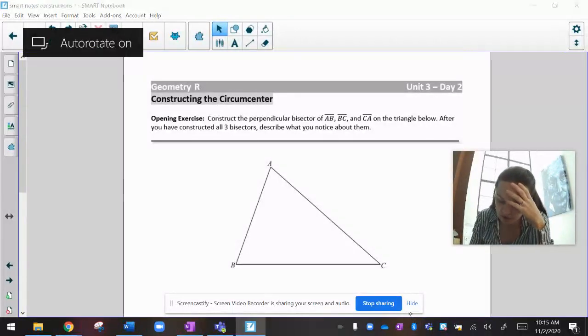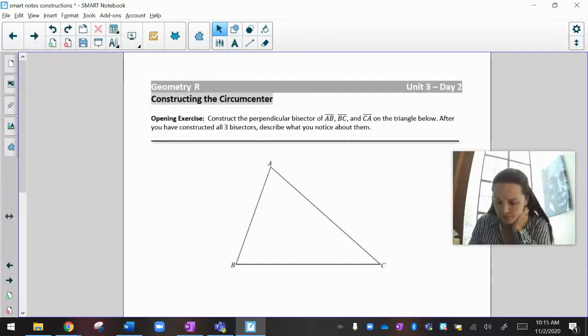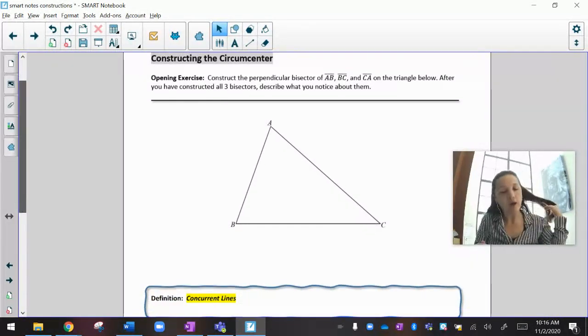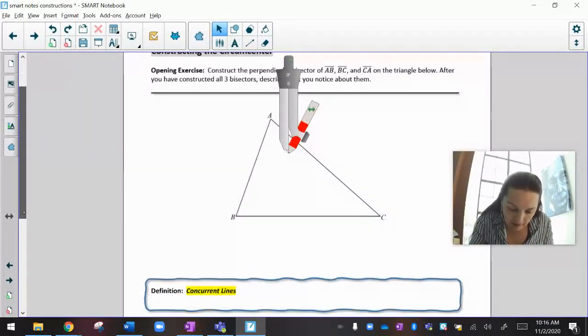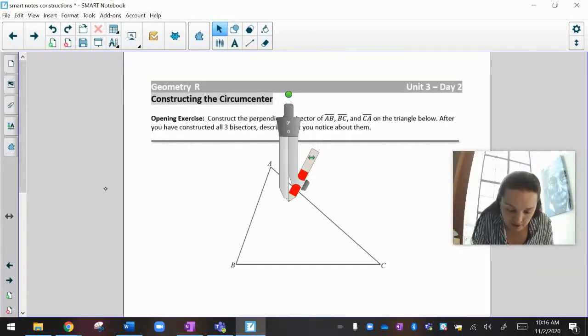Constructing a circumcenter. I wonder what a circumcenter is. Let's find out. So this says construct the perpendicular bisector of AB, BC, and CA on the triangle below. After you constructed all 3 bisectors, describe what you notice. Okay, so we're starting out with the same construction that you learned previously, which is a perpendicular bisector. So I'm going to get my compass, and I'm going to make a perpendicular bisector of all 3 sides.